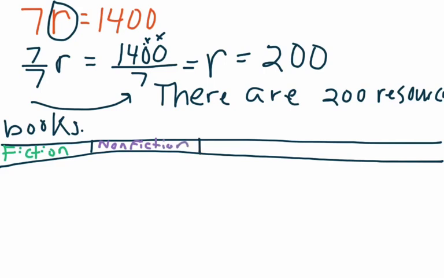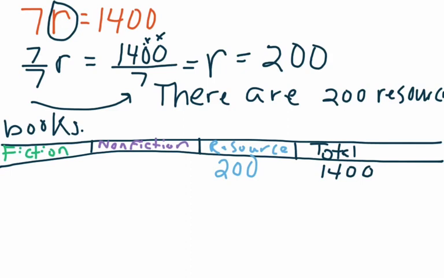We are going to have resource, and we are going to have the total number of books. Okay? So we already know for our resource number, how many do we have? We can fill that in right away. Right? We have 200. And we know we have a total of 1400. So we want to figure out how many fiction and how many nonfiction.